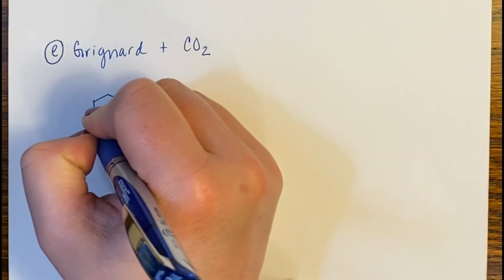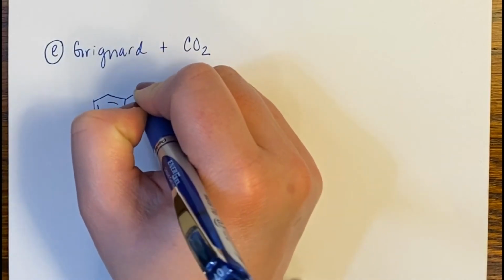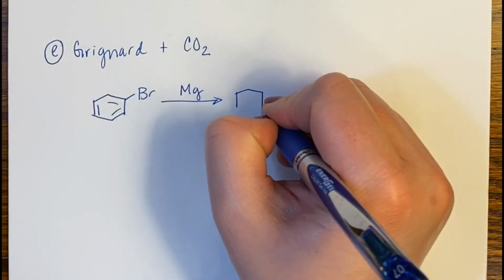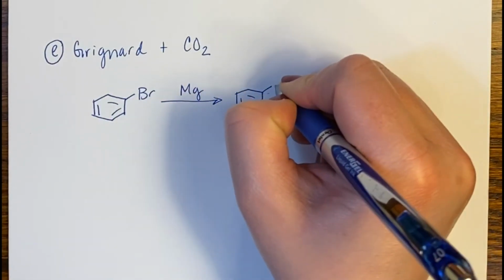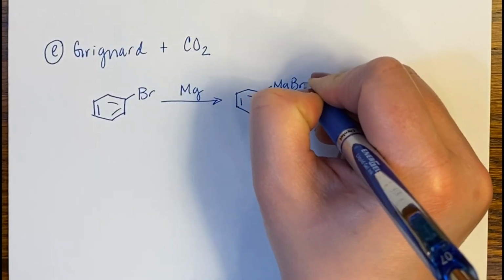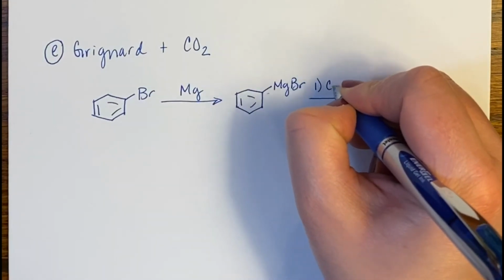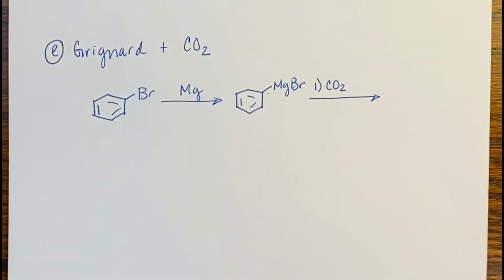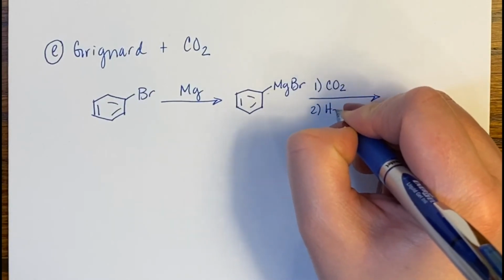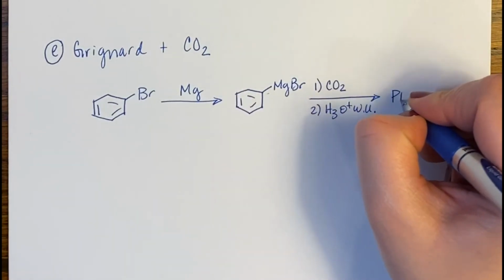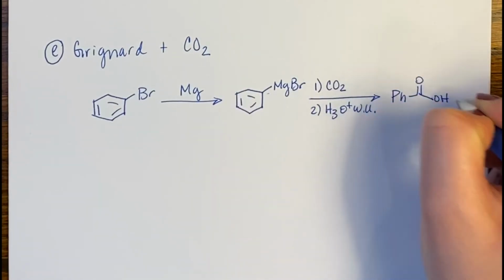The next reaction is a little bit of a unique reaction, but it's one that you did in lab. In lab, you took bromobenzene, you treated it with magnesium, and you made phenyl magnesium bromide as your Grignard reagent. At the end of that reaction, you added your Grignard reagent to dry ice or solid carbon dioxide, followed by an acid workup, and the product that you made out of that reaction was benzoic acid, like so.